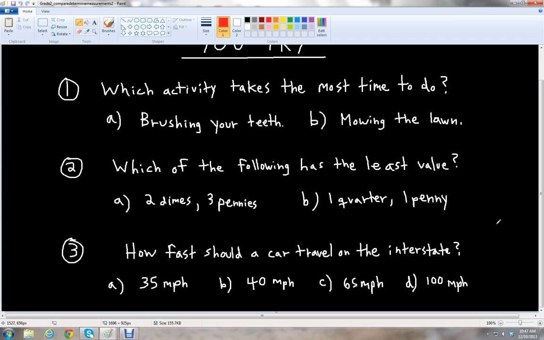So feel free to pause the video and work on these 3 problems, and rewind if you need to go and check over how to compare objects. And then we will go over the answers to these problems.